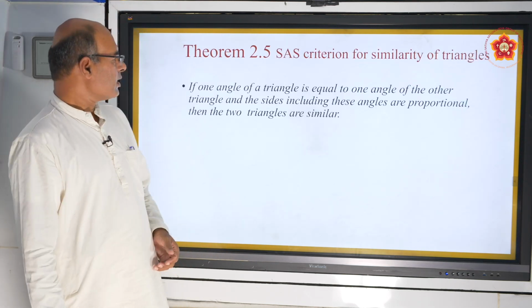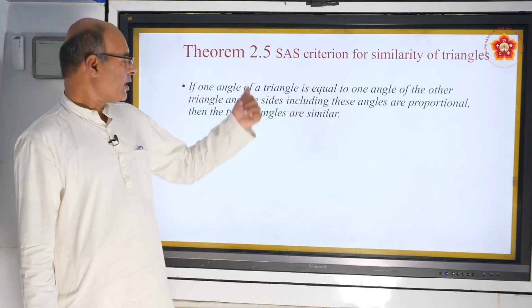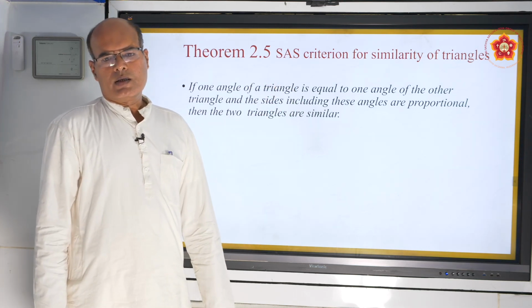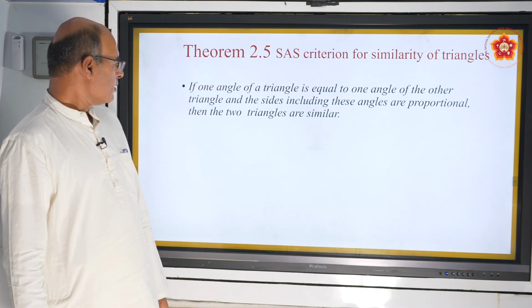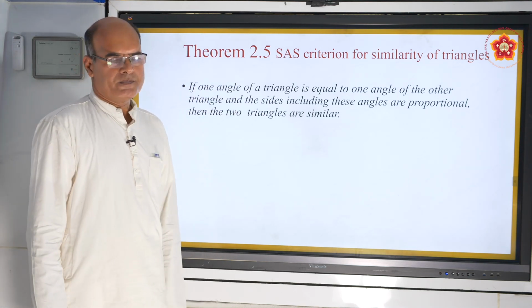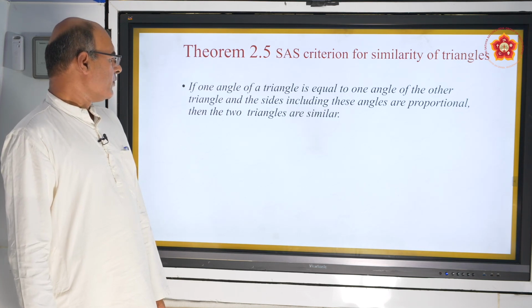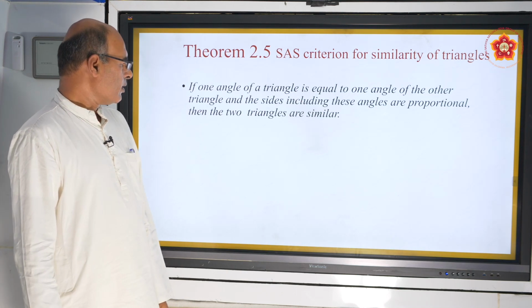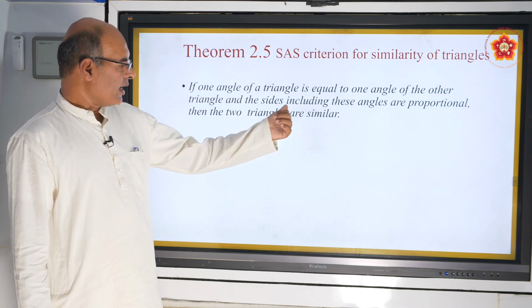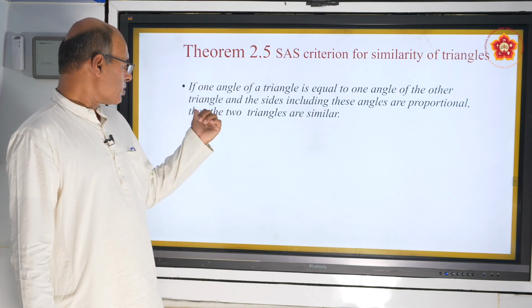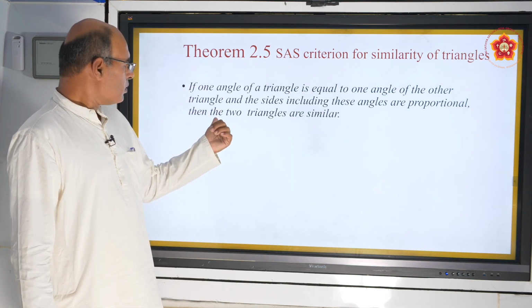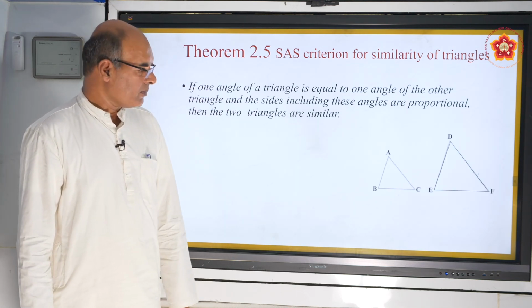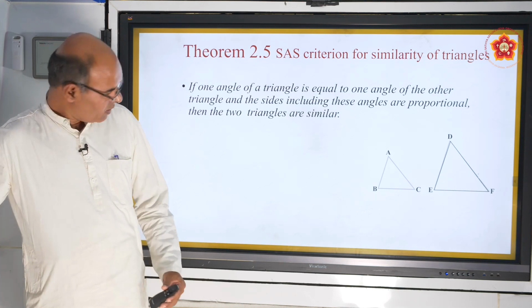Let's look at theorem 2.5. It is referred to as the SAS criterion for similarity of triangles. So read the statement. If one angle of a triangle is equal to one angle of another triangle and the sides including these angles are proportional, then the two triangles are similar. So what does it mean?